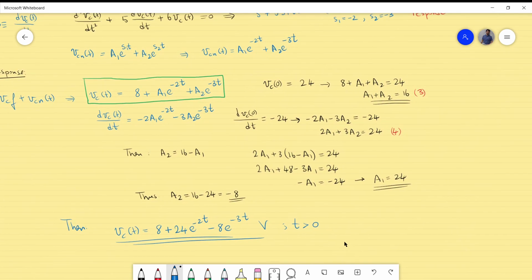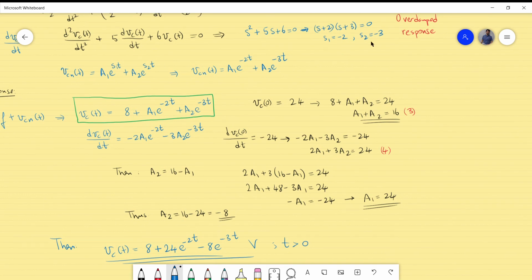In this case, we have an overdamped response because we have 2 distinct roots. That's also important, so be careful which response you choose. The formula you use depends on the results here. So we will continue with other examples showing other responses. This is our second example. We have shown the overdamped response. In the first example, we showed the critically damped response. In the third example, we will also discuss other responses like the underdamped.